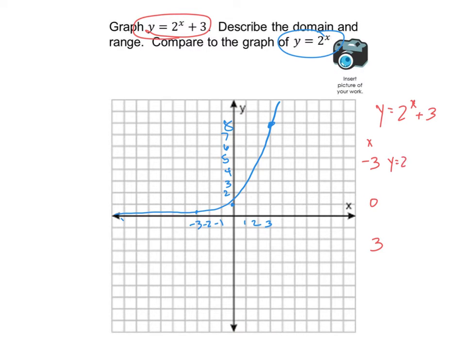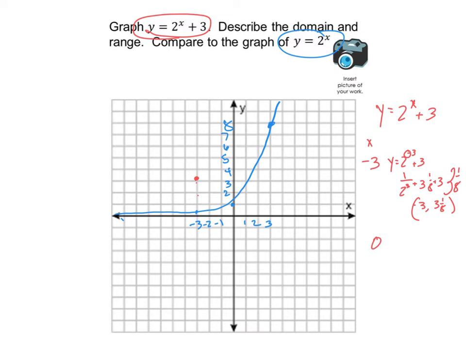y equals 2 to the negative third power plus 3. Negative means I have to kick it to the denominator. So that is 1/8 plus 3, which is 3 and 1/8. So it's negative 3 comma 3 and 1/8. 1, 2, 3 and 1/8. So there's my point.